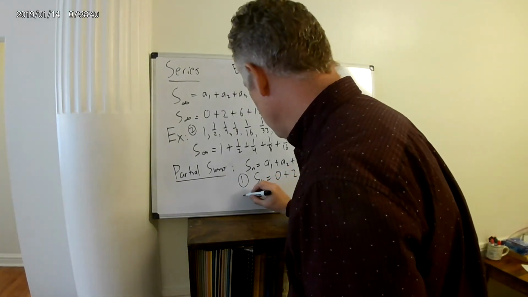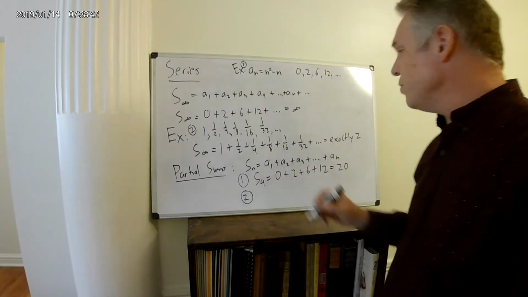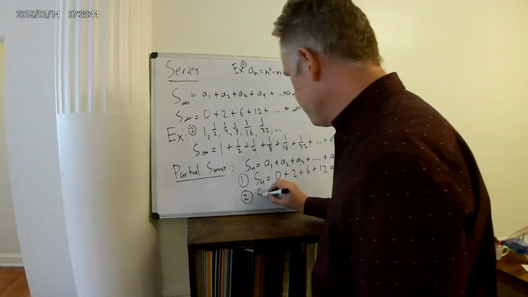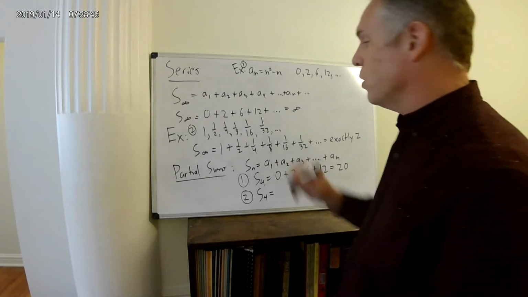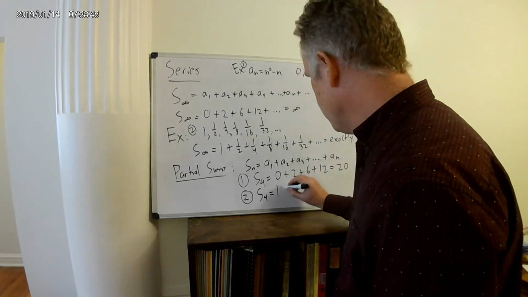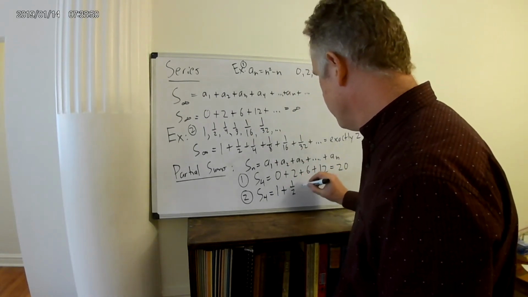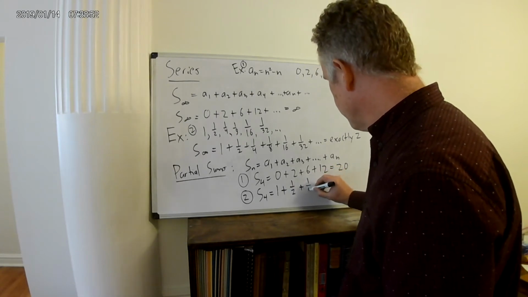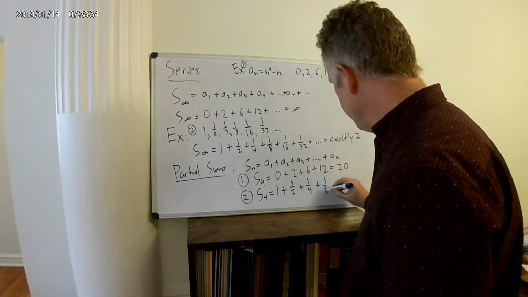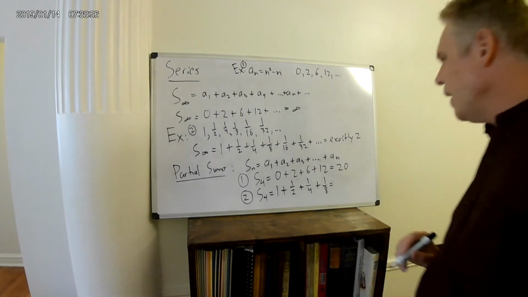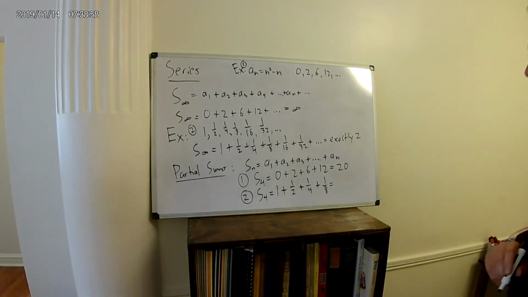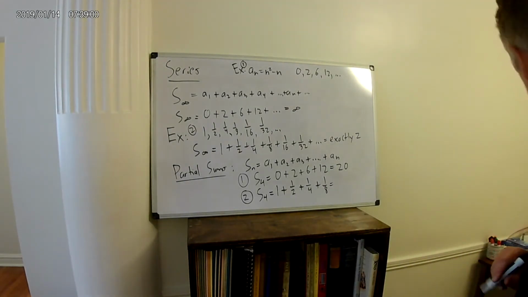I can also calculate the partial sum of this sequence. So if I do s sub 4, if I sum up the first 4 terms of this sequence, I get 1 plus 1 half plus 1 fourth plus 1 eighth. In this case, what we want to do is find a common denominator here.